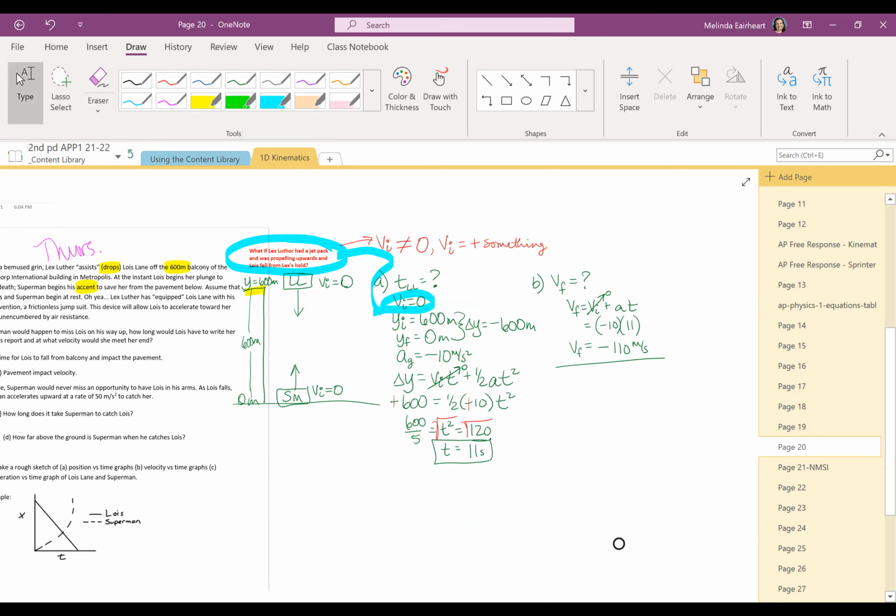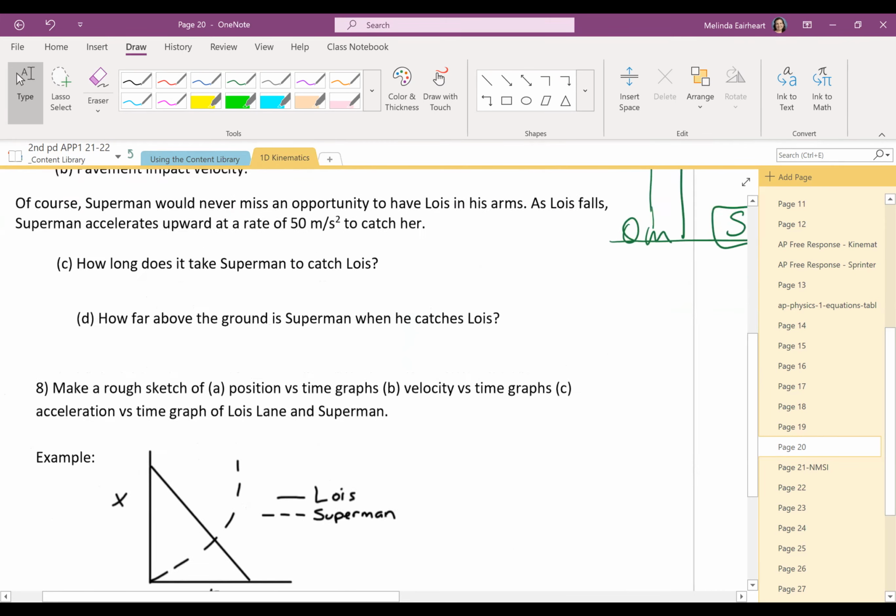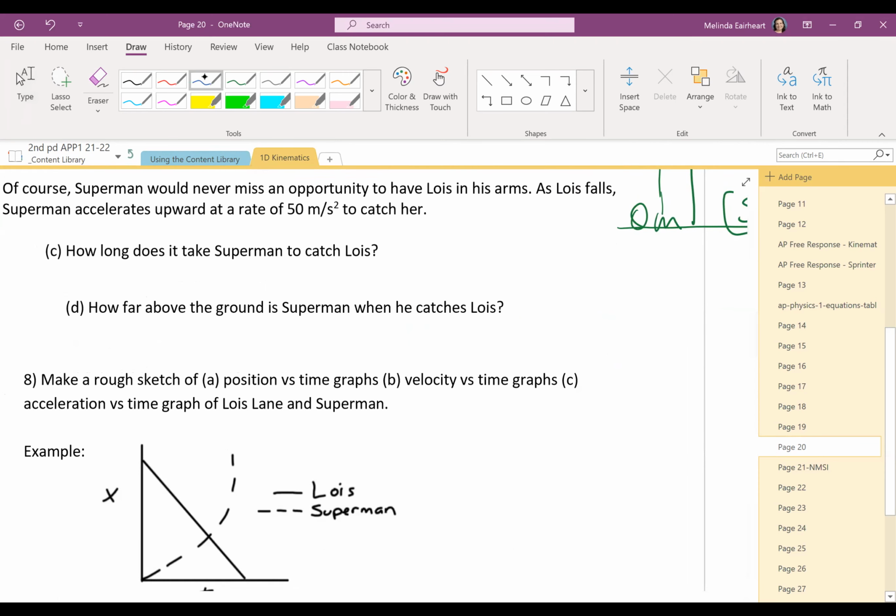All right. Superman would never miss an opportunity to save Lois, right? As Lois falls, Superman accelerates upward at a rate of 50 meters per second squared to catch her. Now, I do have to address this because I know some people might critique this, so I'm going to go on and address it. It's okay. So what do you mean, gravity doesn't affect Superman? This is going to be a net acceleration. It's with gravity.